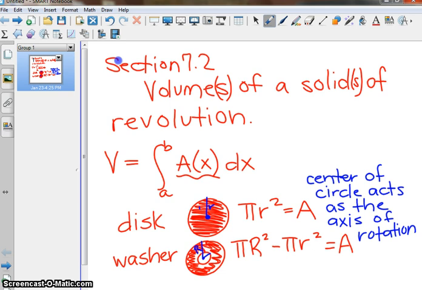This is a side view, what you would call a cross section. So both of these views right here are called cross sections. So if your cross section is a circle, you're going to use the disc method. If your cross section is a donut or a washer, you are going to use the washer method. So you want to make sure to identify what your shape is first. Okay, so let's look at a couple of examples.